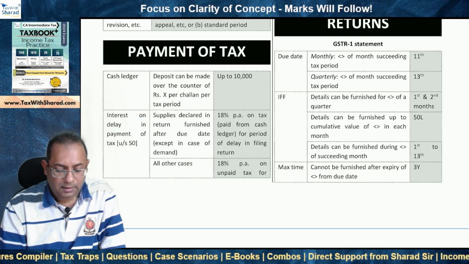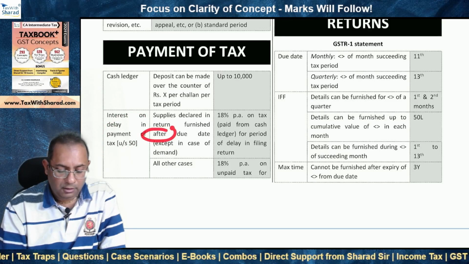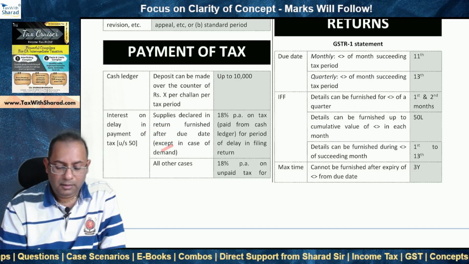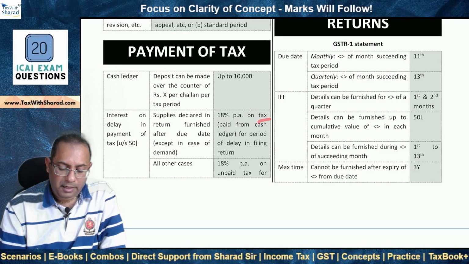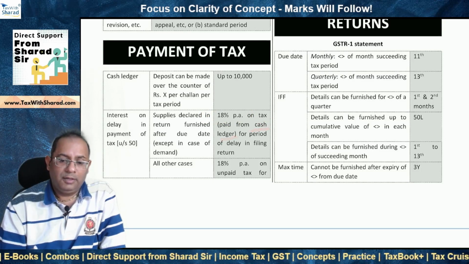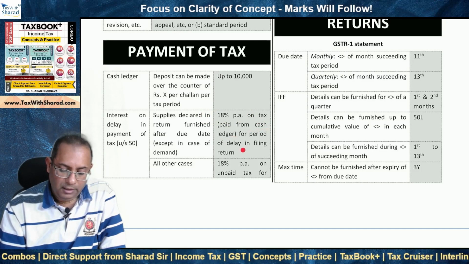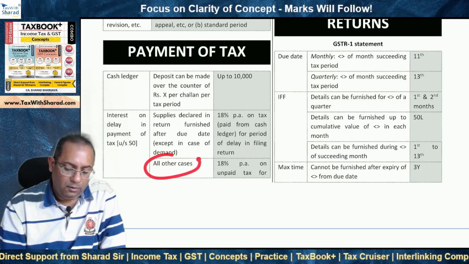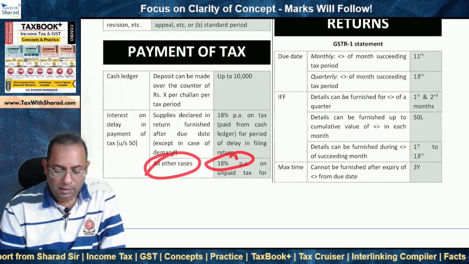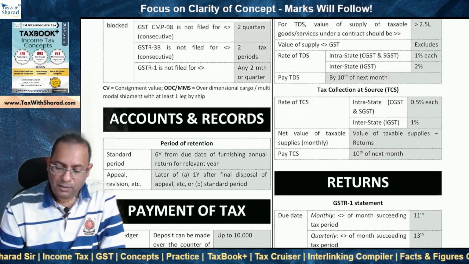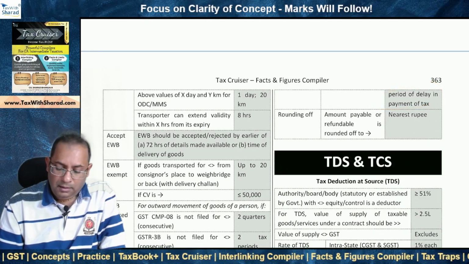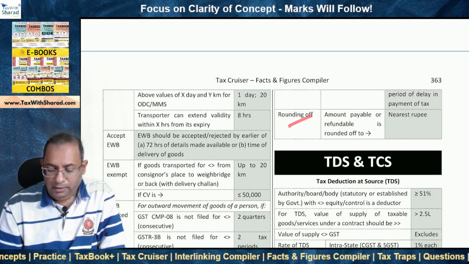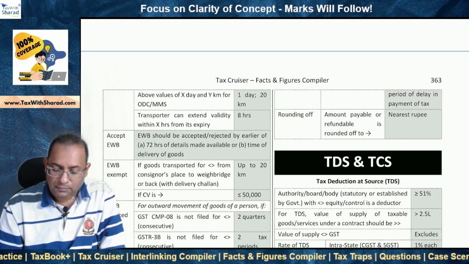Where supplies are declared in the return furnished after the due date, except in case of demand, interest is at the rate of 18% per annum on tax paid from cash ledger, not by utilizing ITC, for the period of delay in filing return. In all other cases, it is 18% per annum on unpaid tax for the period of delay in payment of tax. Rounding off: any amount payable or refundable is rounded off to the nearest rupee.